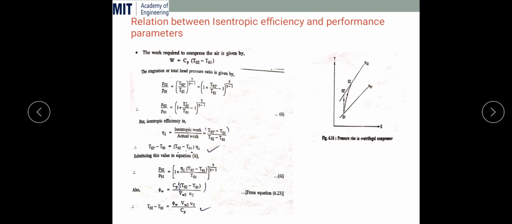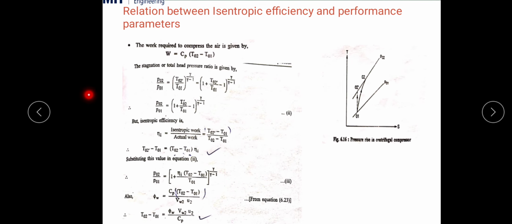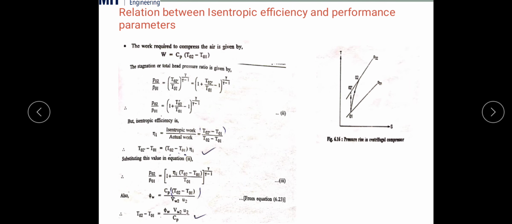Along with the pressure coefficient, slip factor, and work input factor, isentropic efficiency is also very important. Okay, so we need to find out the relation between this isentropic efficiency and the performance parameters. So we have to just start with this equation. The work required to compress the air, that is actual work, is Cp into T02 dash minus T01.